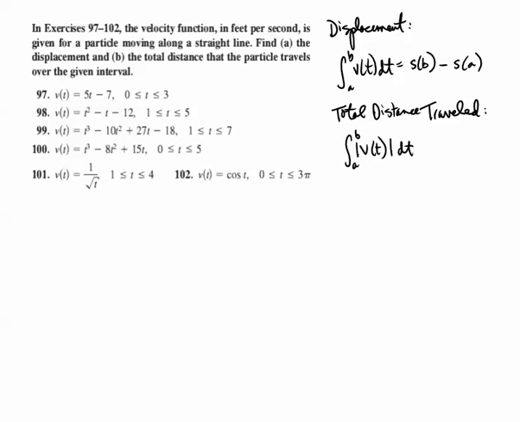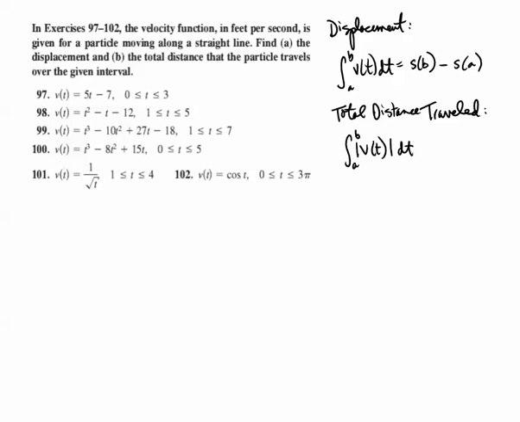And that's not simple. We can't just put the absolute value around the s of b minus s of a. But on the calculator, that's really easy to do, and I'll make sure that we have learned how to do that. Algebraically, we're going to have to find out where the velocity is 0 and break the integral into two parts. So let's take a look at number 99 really quickly.